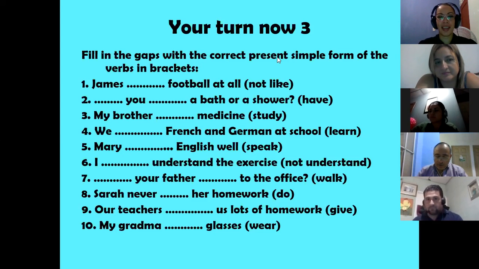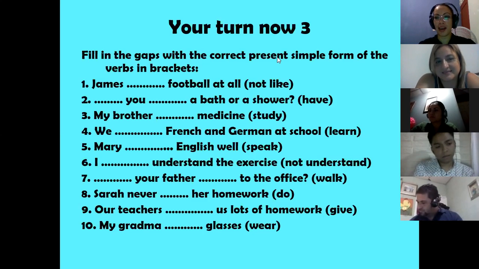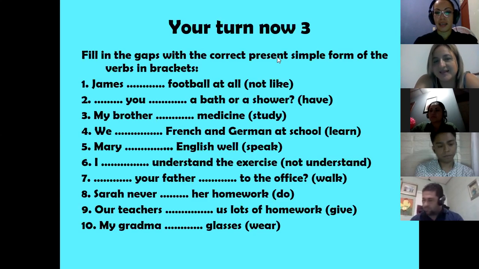Yes, number three, my brother studies medicine. Studies. We had to change the verb to the third person, right? Studies. Change Y for I and add ES.